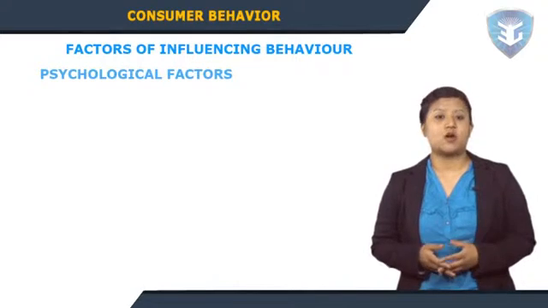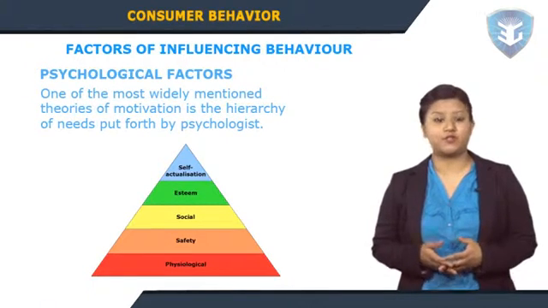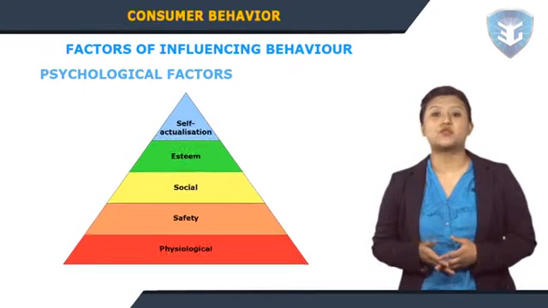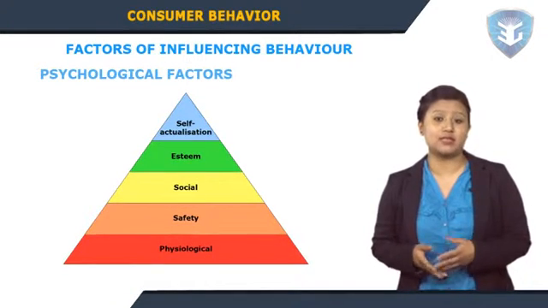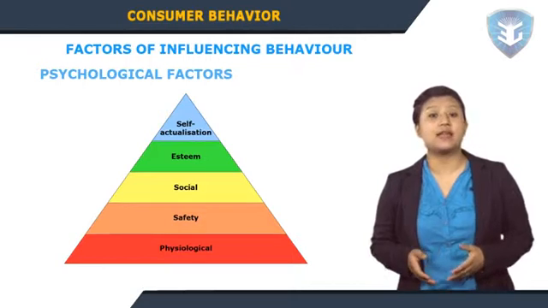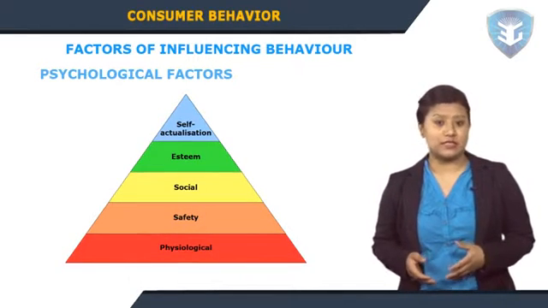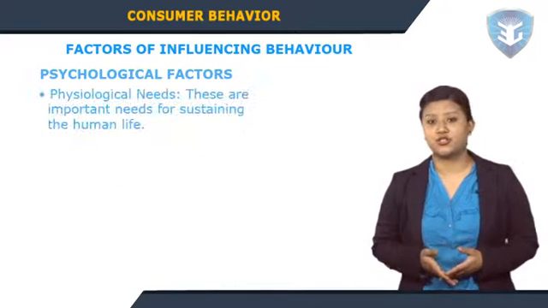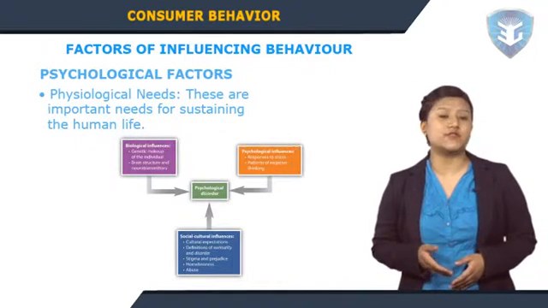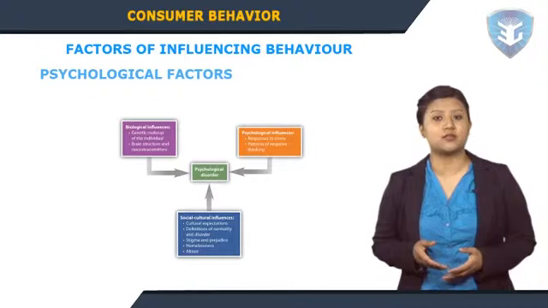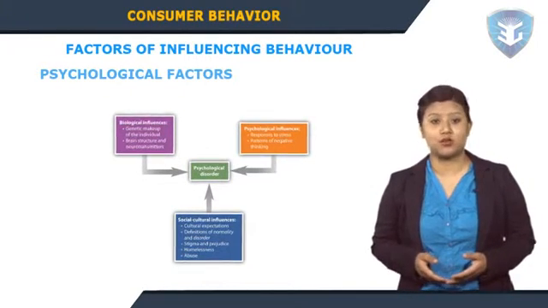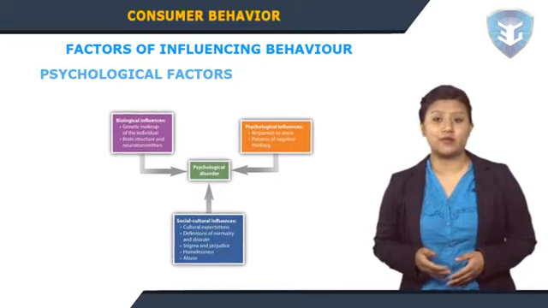Psychological factors. One of the most widely mentioned theories of motivation is the hierarchy of needs put forth by the psychologist Maslow. Maslow saw human needs in the form of a hierarchy ascending from the lowest to the highest, and he concluded that when one set of needs is satisfied, this kind of need ceases to be a motivator. Physiological needs are important needs for sustaining human life. Food, water, warmth, shelter, sleep, medicine, and education are the basic physiological needs which fall in the primary list of need satisfaction.